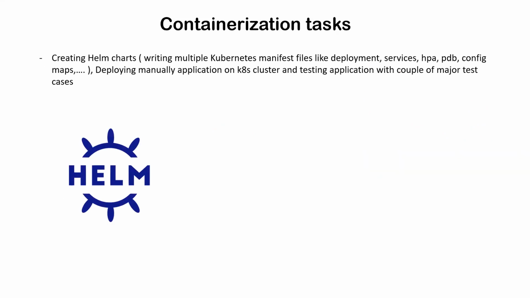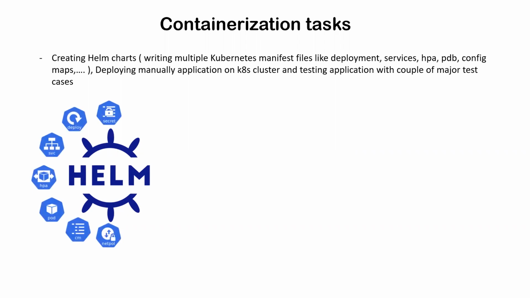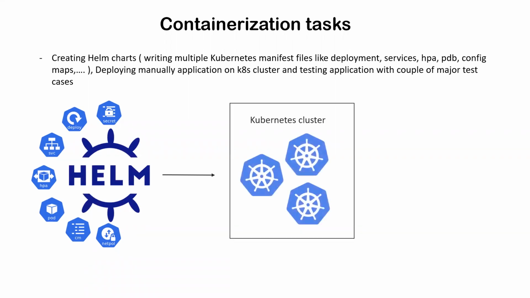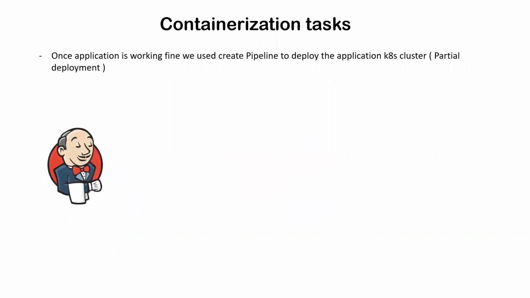Once the application is working fine in a Docker container, we used to start working on creating a Helm chart. To prepare a Helm chart, we used to create manifest files for Kubernetes objects like deployment, services, config maps, secrets, HPA, PDB, and many other objects depending on the application or microservice. Once the Helm charts are ready, to test them, we manually used to deploy them on a test K8s cluster. If the application deployed on the K8s cluster works fine, then we used to modify the existing pipeline.